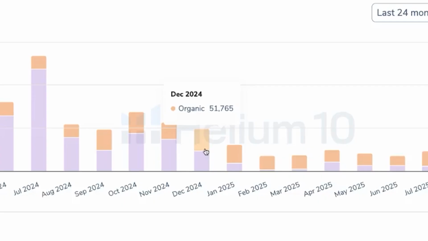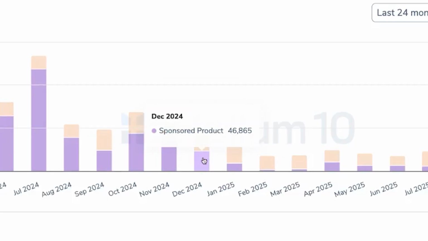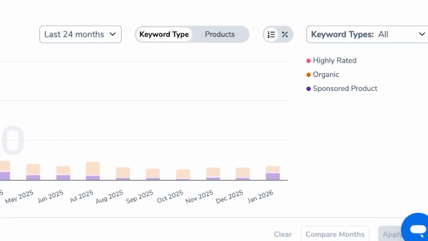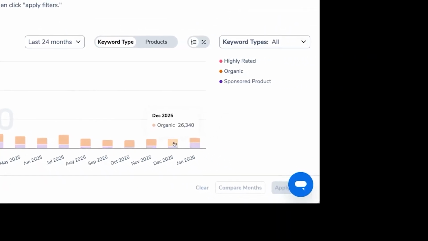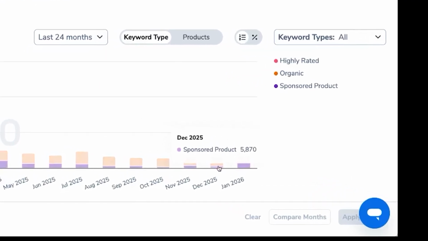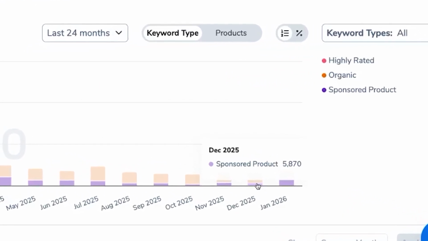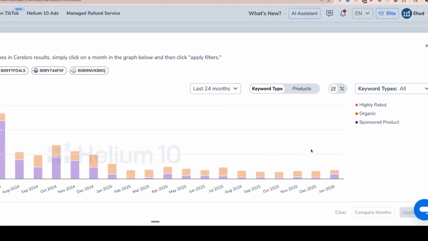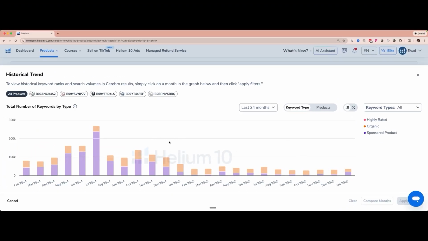In December, there were 51,765 organic keywords that we were ranked for. And then you can see sponsored products, we sponsored 46,865. And if you compare it with this December, there were only 26,340 organic keywords and only 5,870 that were sponsored. So before I dive into that, let's just go month over month.